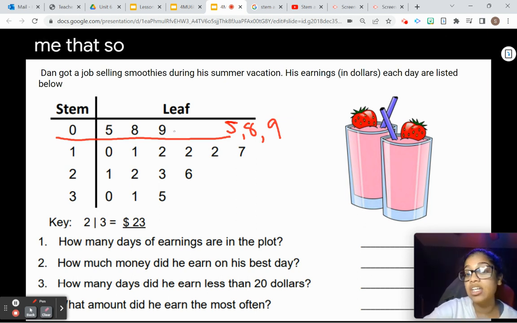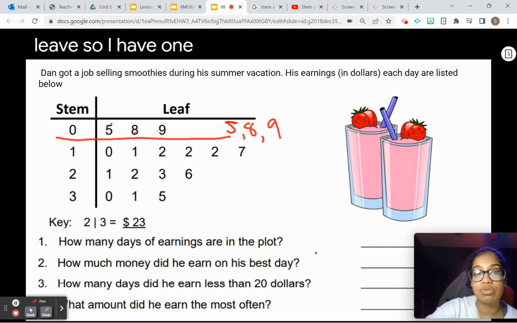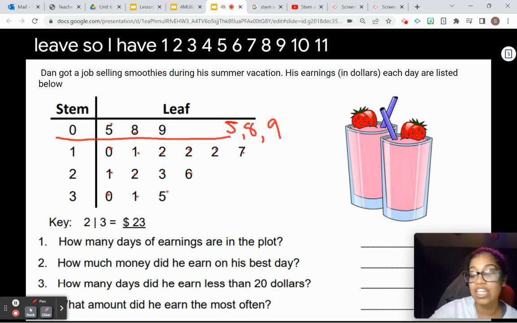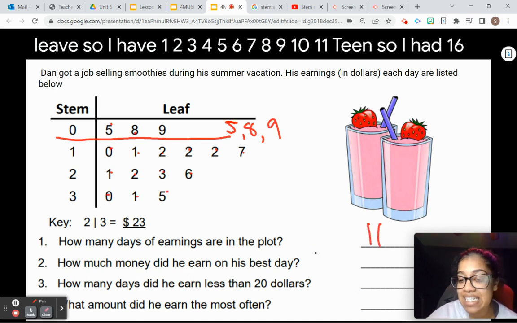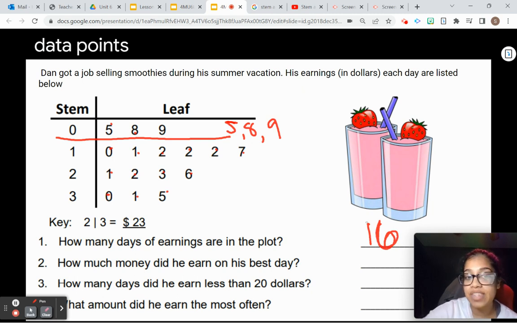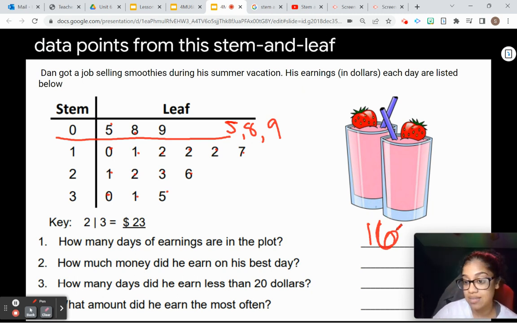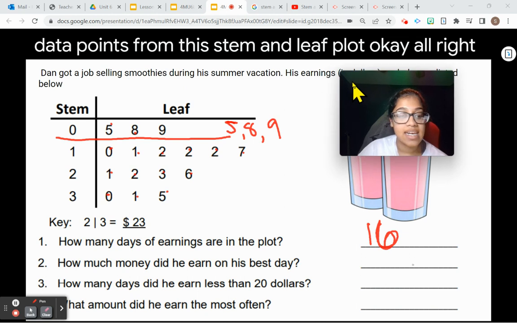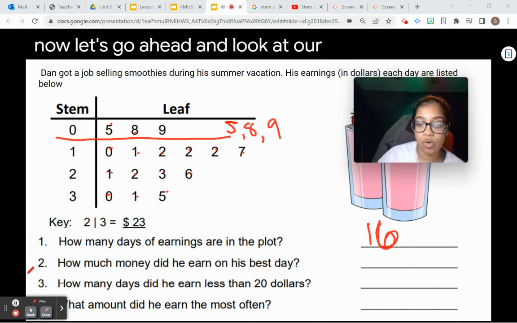So that'll tell me that. So now I can go ahead and count my leaves. So I have 1, 2, 3, 4, 5, 6, 7, 8, 9, 10, 11, 12, 13, 14, 15, 16. So I have 16 data points from this stem and leaf plot. Okay, all right. Now let's go ahead and look at our second question.